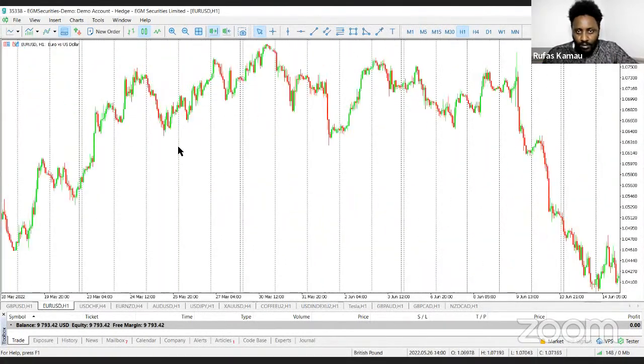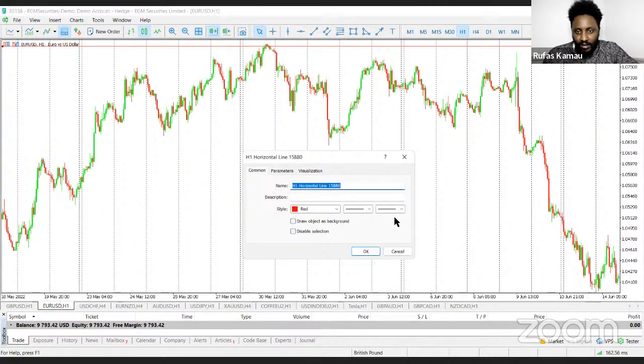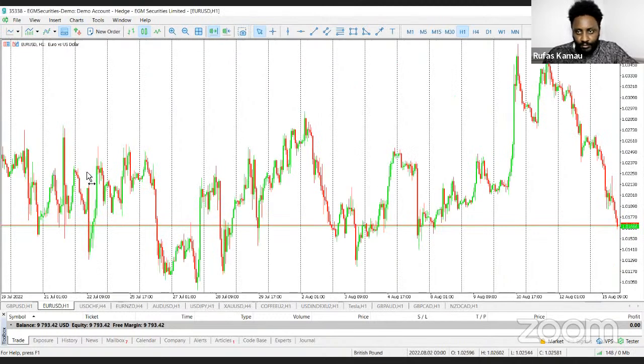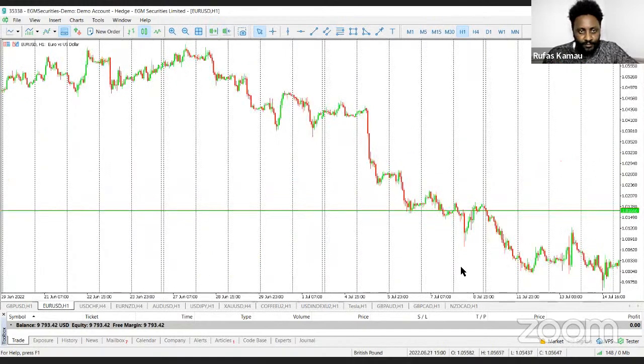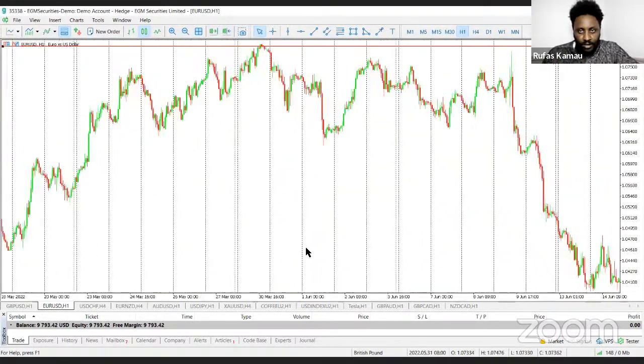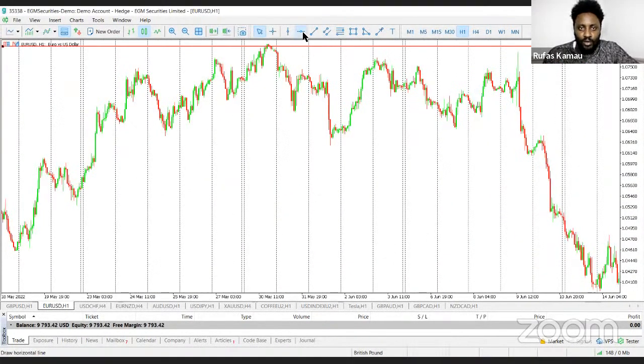All right, so we have an example here. I want to highlight this particular part of this chart, try and thicken my line. Sorry for that. So yes, here you have an example.